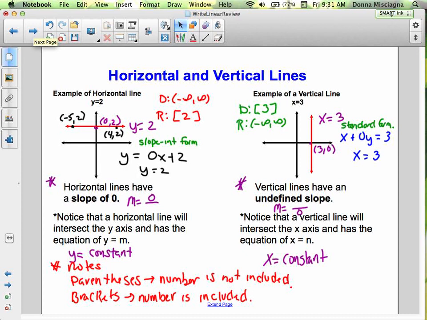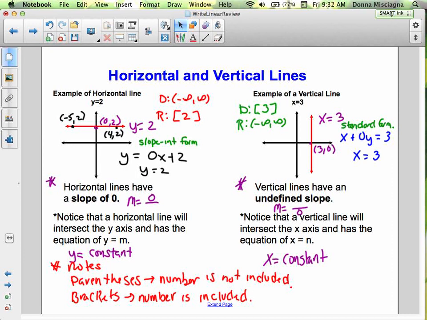I had parentheses for -infinity to infinity, but brackets for the range. Parentheses means the number's not included; brackets, the number is included. 2 is part of the range. You can't include -infinity to infinity because you can't actually get there. It's an idea, not a number. It's the idea that it grows and increases and decreases without bounds. But 2 is really a number we get to. That's the only number we get to for y. If this is in your notes, add that to your notes.